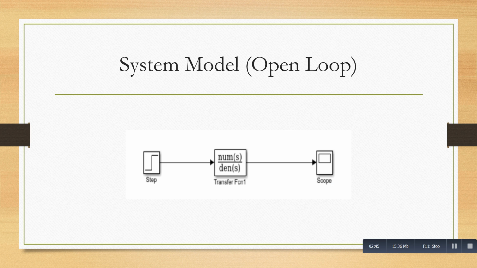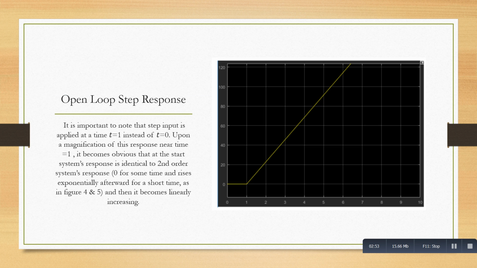This is the system model of the open loop before the PID controller was introduced. This is the open loop step response. It is important to note that the step input is applied at time t equal to 1 instead of t equal to 0.